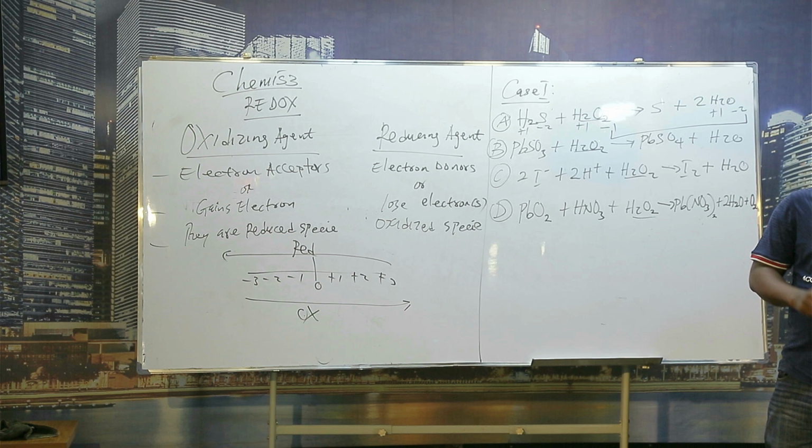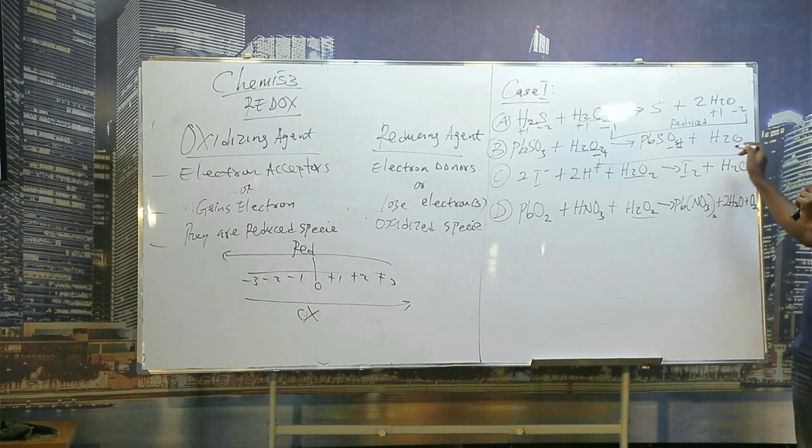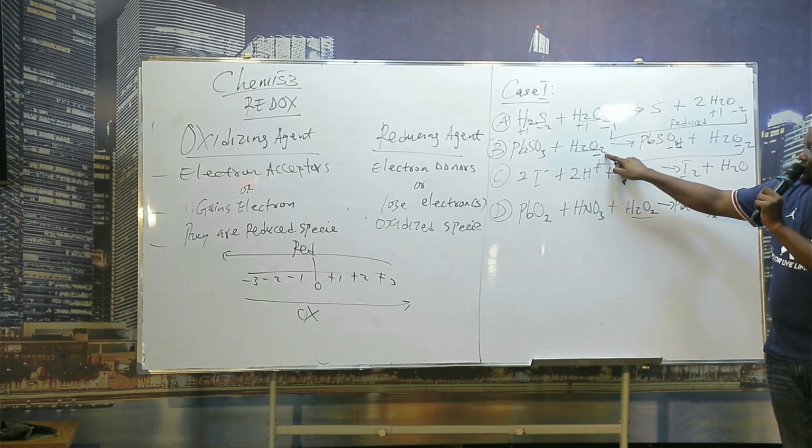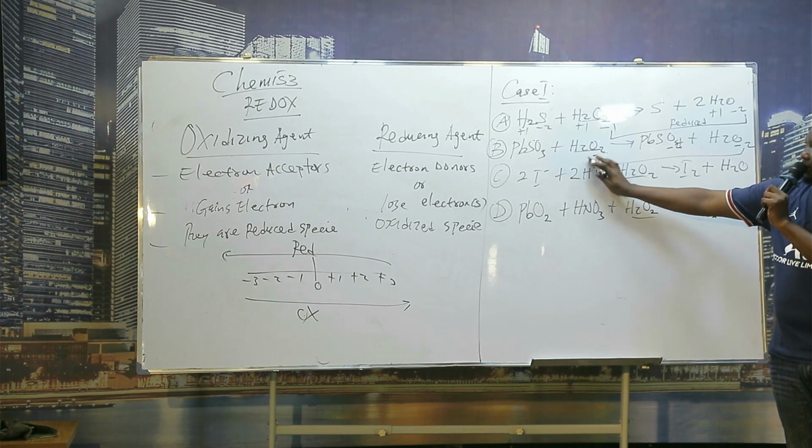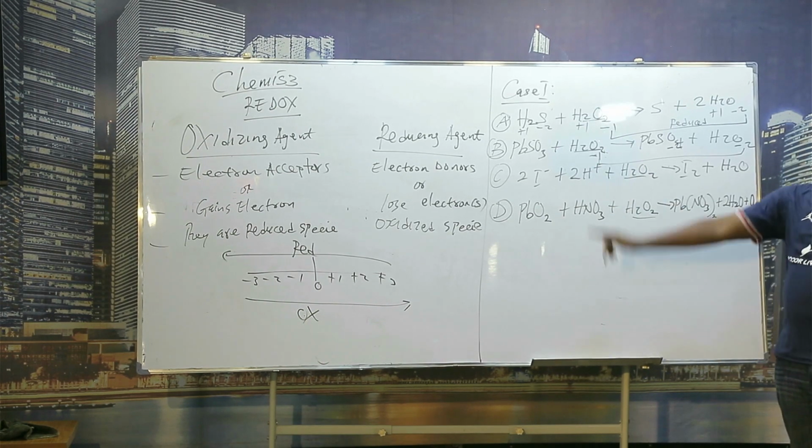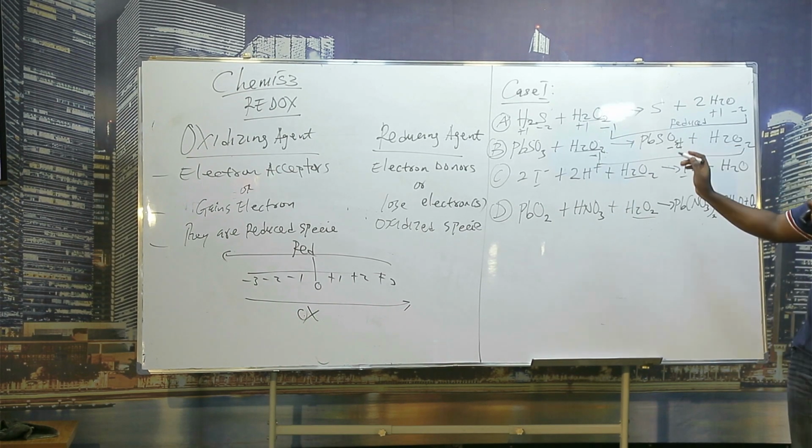Go to option B. It's still minus what? 1. Here is minus 2. Here is minus what? 2. In this reaction, option B, H2O2 also acts as what? Oxidizing agent. Because here it has what? Reduced. Let's check the third option.